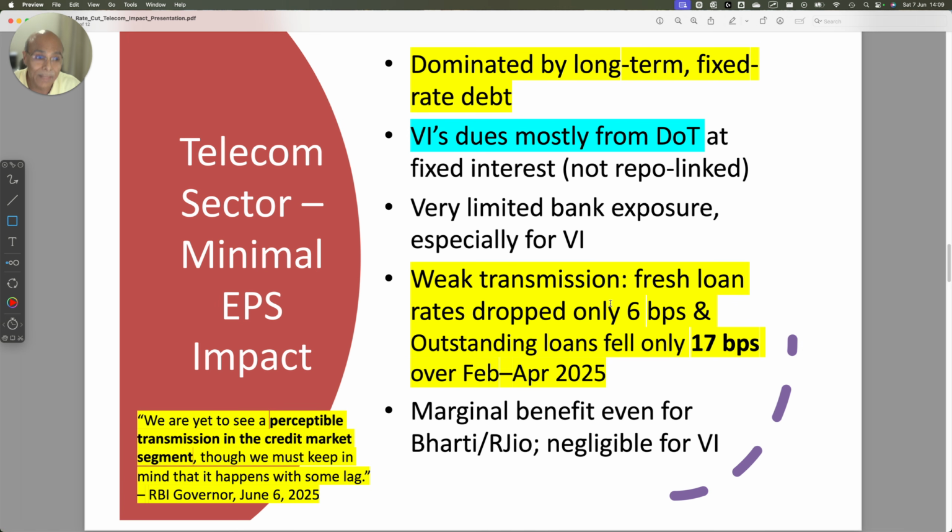But there was a drop of only 6 basis points on fresh loans, and outstanding loans only fell by 17 basis points compared to 100 basis points of rate cut.